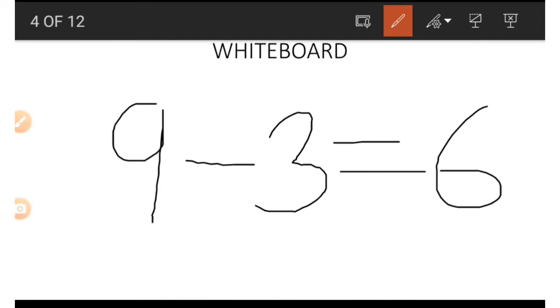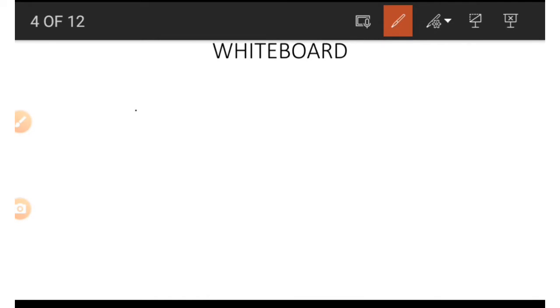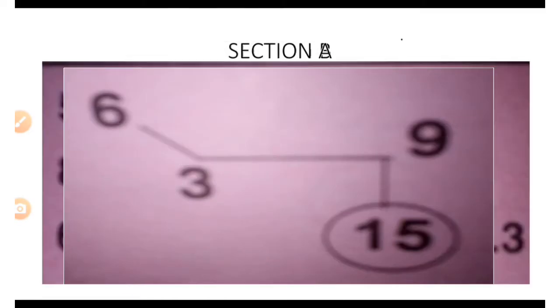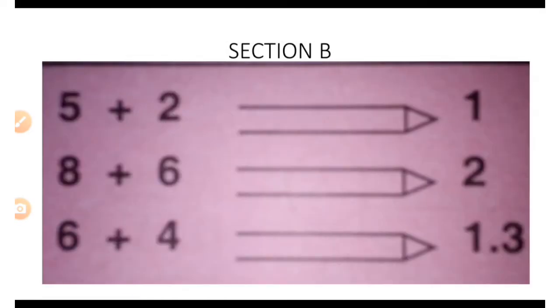And finally, let's look at the 3. We make use of the 9 and the 6. Of course, you are going to subtract 6 from 9, and your answer will be 3. So it's that simple. Now let's look at the second one.